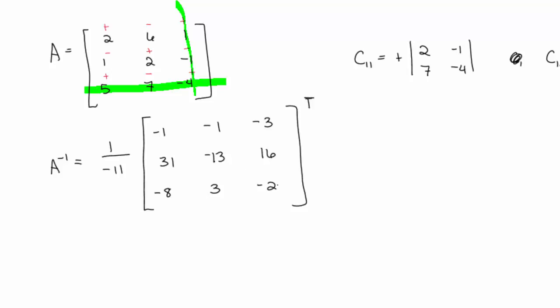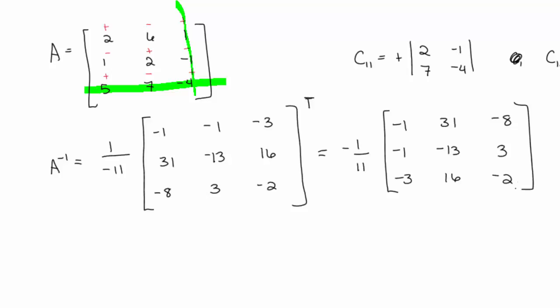So now we're going to take the transpose of that. So negative 1/11 times the matrix. So the first column becomes the first row, negative 1, 31, negative 8. The second column becomes the second row, negative 1, negative 13, and a 3. And the third column becomes the third row, negative 3, 16, and negative 2.